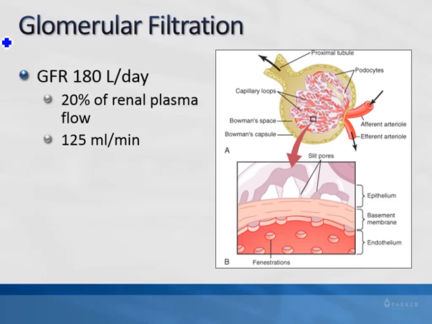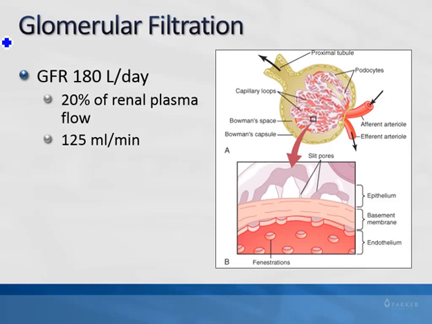Here's a number. There's not a lot of numbers in the renal phys part that I want you to remember, but this is one. 125 mils per minute is your GFR. It equates to about 180 liters a day. 125 mils per minute. That's pretty good. I'm going to show you how they came up with that number.